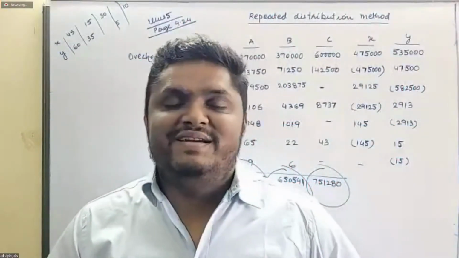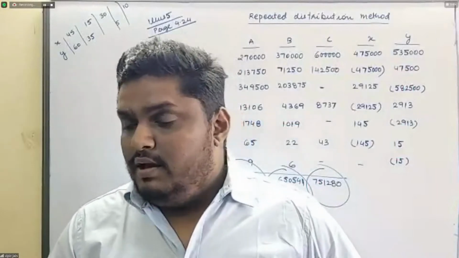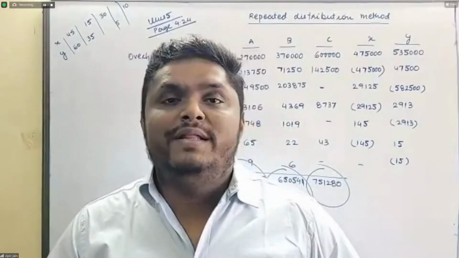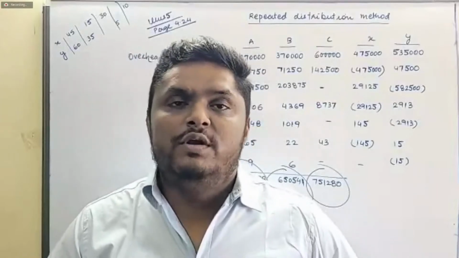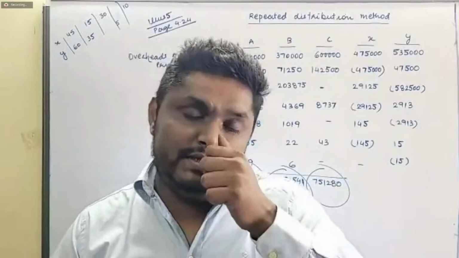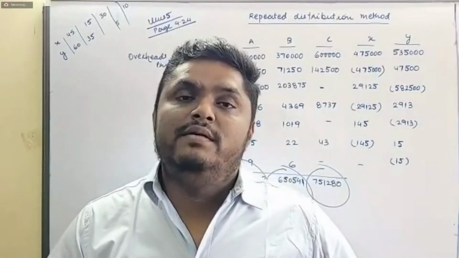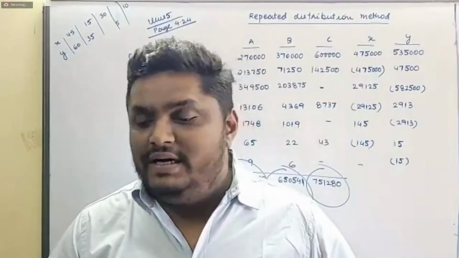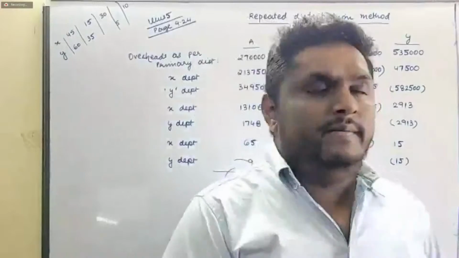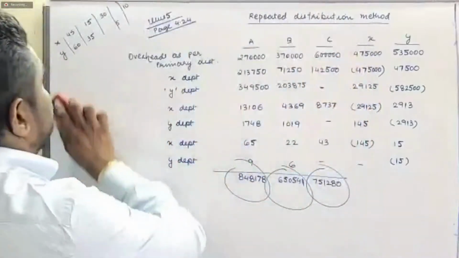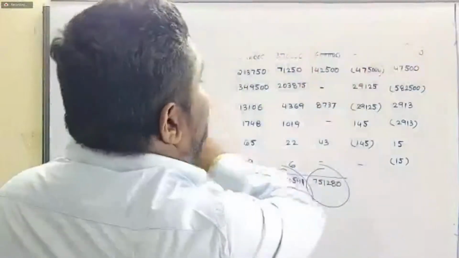Welcome back, guys. After a refreshing break. Now we are done with the two methods in case of reciprocal approach, wherein the first method we discussed is simultaneous equation method, and the second method is repetitive distribution method. Now, guys, let's start with the third method, that is trial and error method.